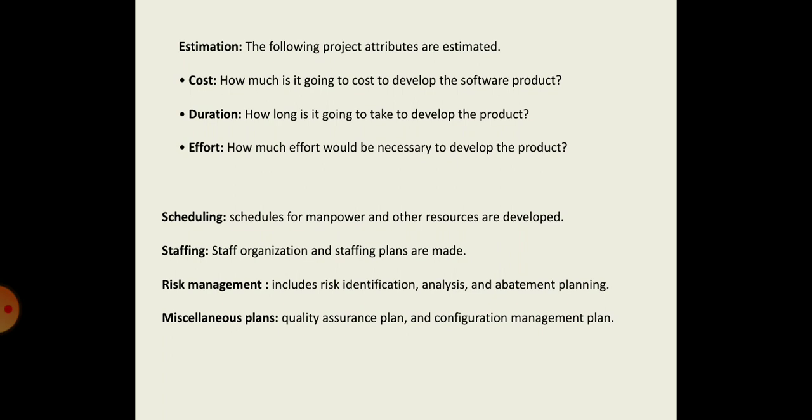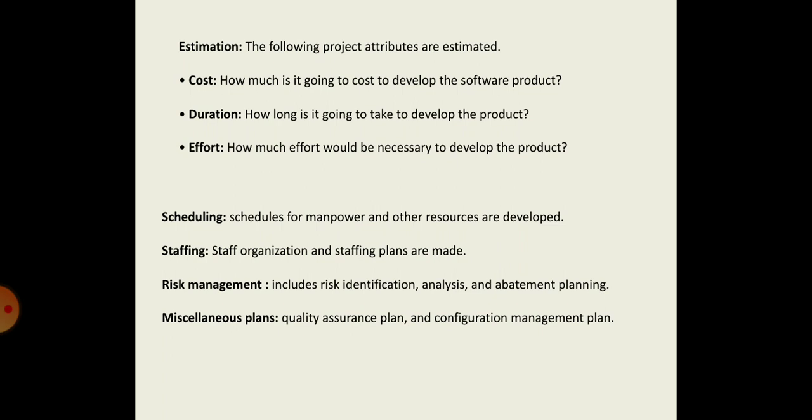The third one is the risk management. Risk identification, analysis, and abatement planning have to be done in this estimation phase. So we identify and analyze the risks that may be found during the developmental process, and certain measures are to be carried out to overcome the risk factors. These are all identified and analyzed during the risk management estimation.